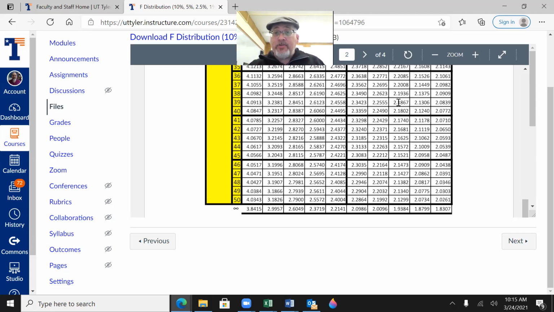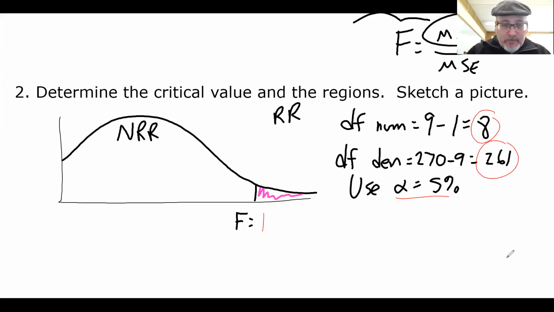All right, so if we go to the 8th degree of freedom column, which is the middle one over here, and the infinity row, since we've gone beyond 50, our critical value is 1.9384. Excuse me, 1.938. And there's our critical value in the rejection regions.